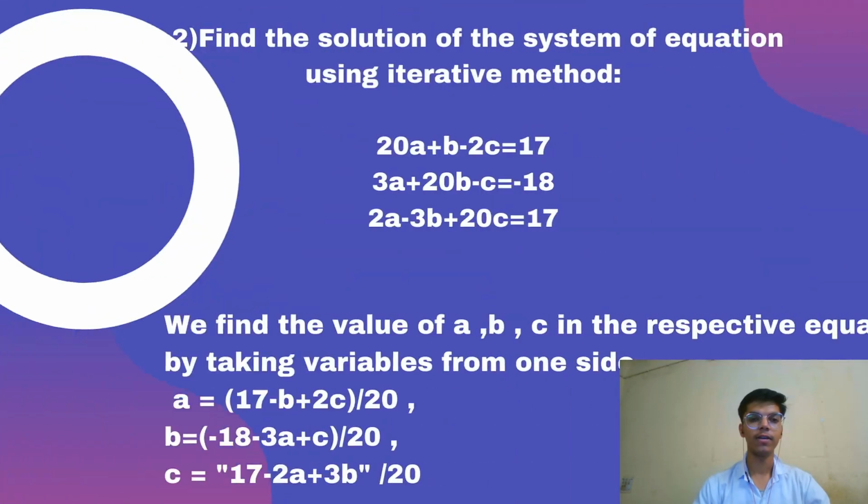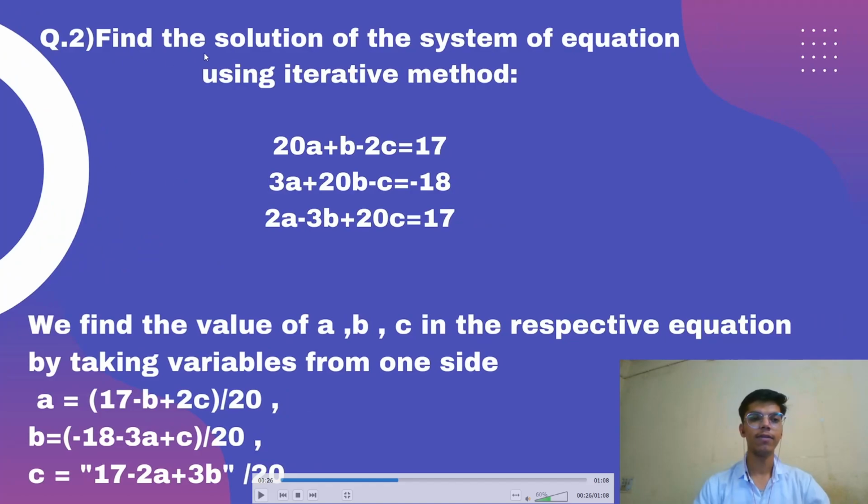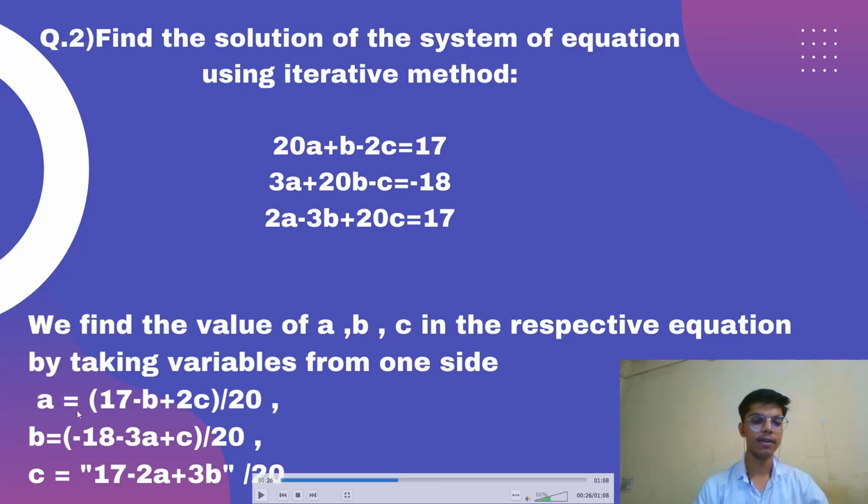So now let's head to the next question. In this question, it's given to find the solution of the system of equations using the iterative method. These are the given simultaneous equations. Now we will find the values of a, b, c in the respective equations by taking the variables to one side. For finding the value of a, we will move everything to the right hand side.